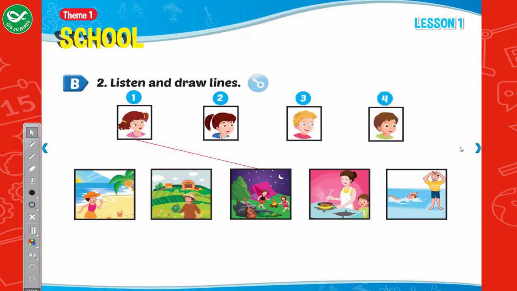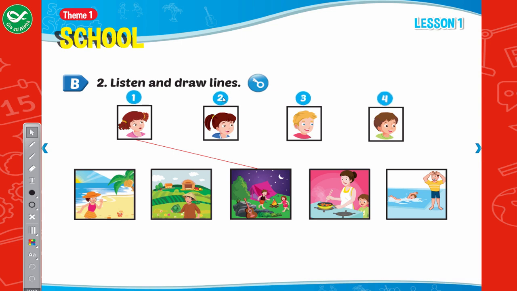B. 2. Listen and draw lines. Look at the pictures. Listen. There is one example. 1. Hello, Jane. What did you do in the summer? I went camping. Can you see the line? This is an example. Now listen and draw lines.